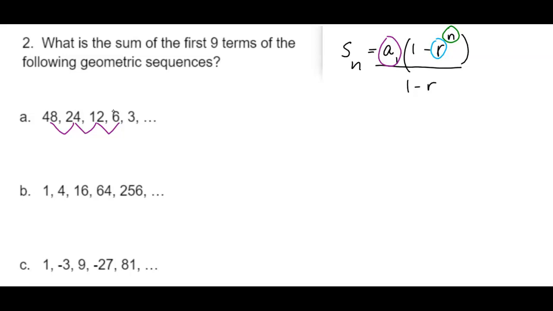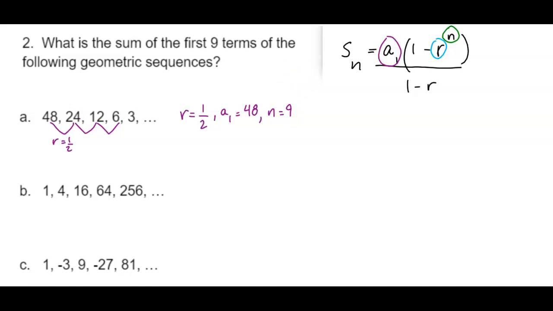To go from 48 to 24, I have to multiply by a half. To go from 24 to 12, I have to multiply by a half, and so forth and so on. So the ratio for 2a is 1/2. The first term, which we also need, is 48. And n for all 3 of these is going to be 9, because we want the sum of the first 9 terms of the sequence.